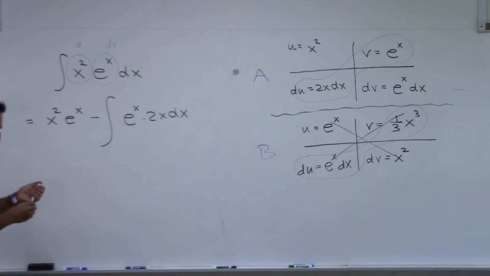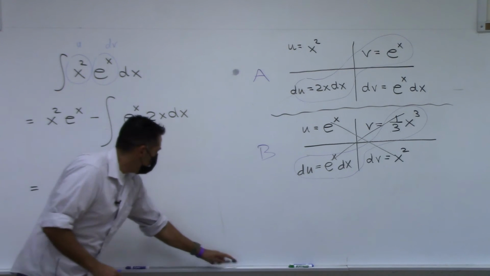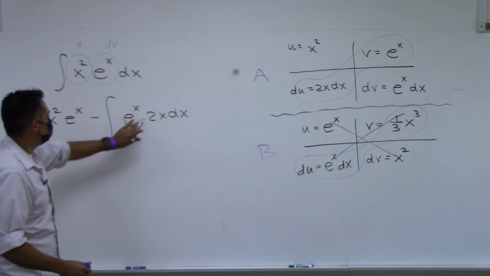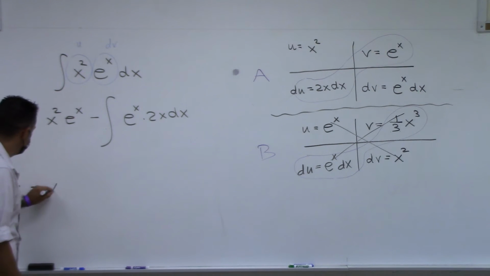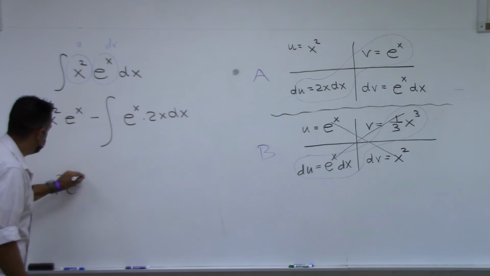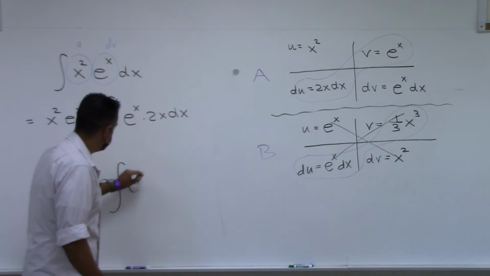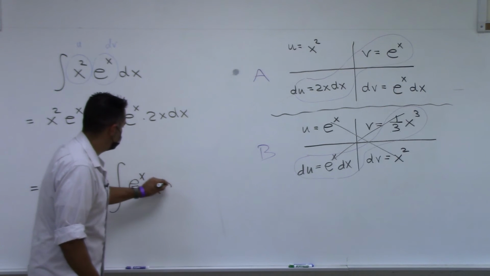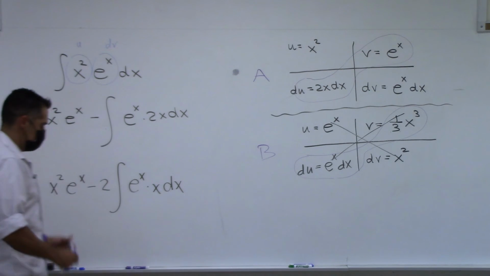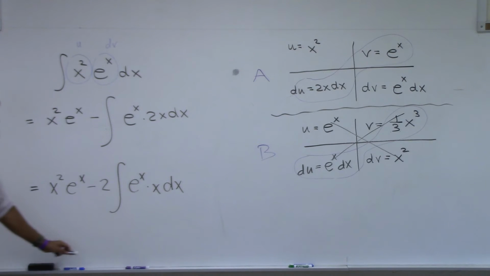So before I do it, let me do this. I'm going to take the 2 out. I'll just write it: x squared e to the x minus 2 integral e to the x times x dx. So that's where we are. I just pulled the 2 out.